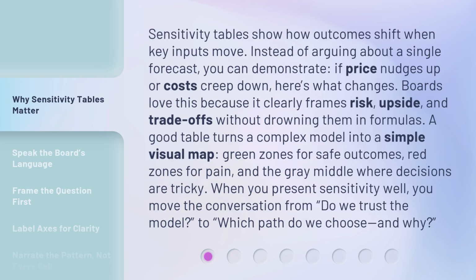A good table turns a complex model into a simple visual map. Green zones for safe outcomes, red zones for pain, and the gray middle where decisions are tricky. When you present sensitivity well, you move the conversation from, do we trust the model, to which path do we choose, and why?